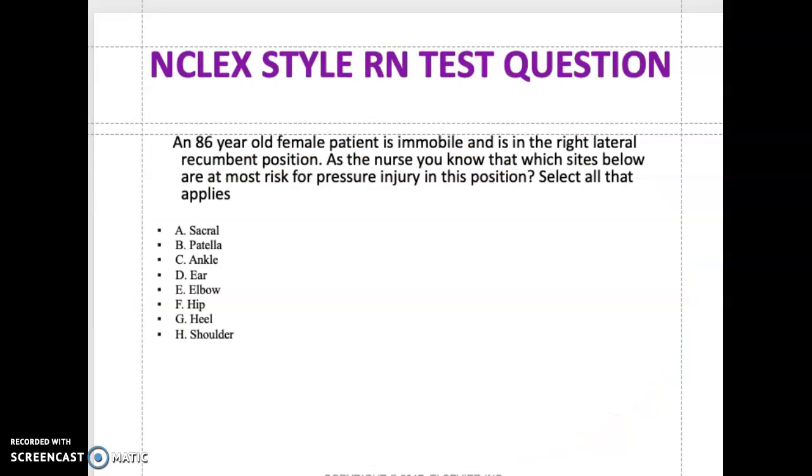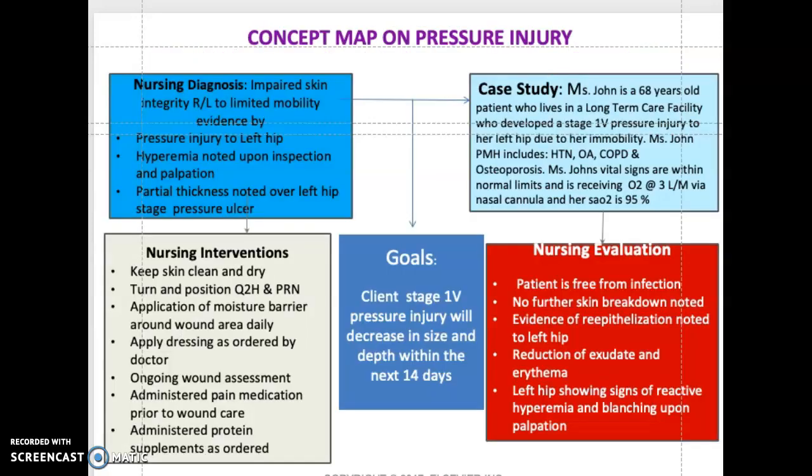I have an NCLEX style question here, and it's a very simple NCLEX style question. An 86-year-old female patient is immobile and is in the right lateral recumbent position. As the nurse, you know that which sites below are at most risk for pressure injury in this position. Select all that apply. So I have several choices here. You can read this. It's very simple.